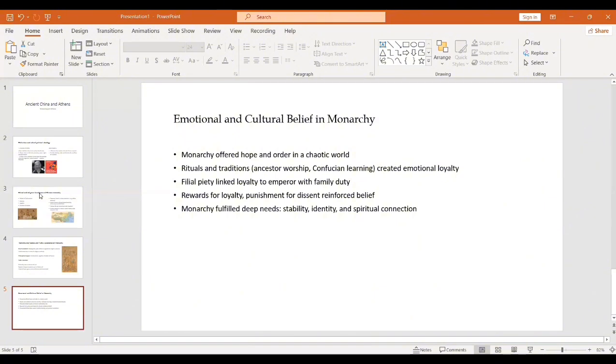In conclusion, monarchy in ancient China was not just a top-down system, it was supported by a powerful mix of political ideology, religious belief, social structure, and emotional tradition. People didn't just live under monarchy, they believed in it, emotionally and spiritually.